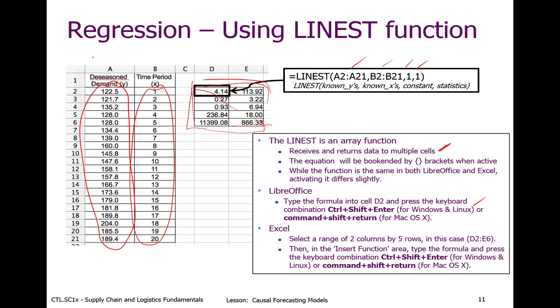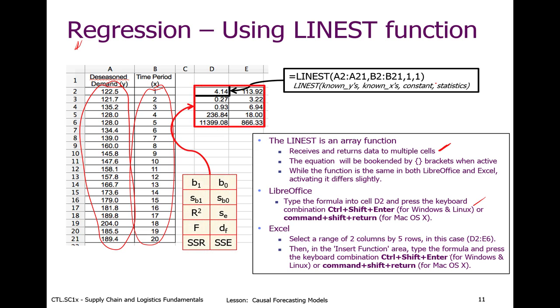Then you go up to the insert function area, usually up here on your spreadsheet, where you enter a function, and you type in the LINEST function. And then once that's in there, instead of hitting return, you hit Control Shift Enter, or if it's a Mac, Command Shift Return. Regardless of which system you're in, once you do that, you'll get this matrix. And again, you're returning more than just one cell value. It's a whole matrix. This is a 5-row by 2-column matrix, and we'll explain each of those terms next.